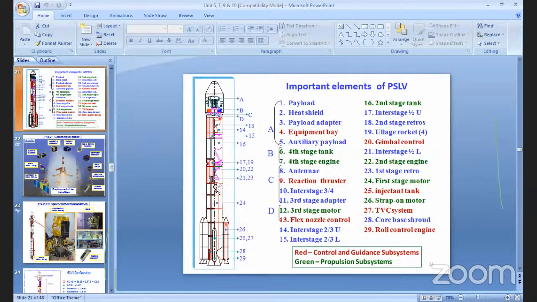That means slowly, stage by stage, they are going to be moved and split. And 24th is the first stage motor. From here to here is the first stage, and then the second, third, and fourth.